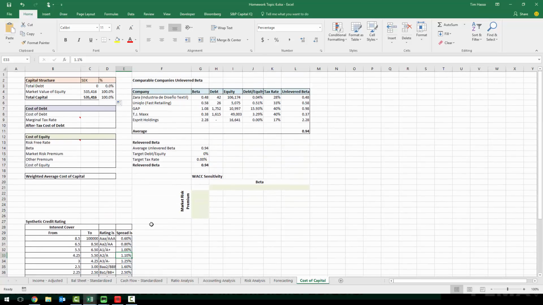Now in H&M's case, again, our spread will be 0.6. So the second piece of information that we need is the risk-free rate. The risk-free rate for your company will usually be the risk-free rate of the country where they have their headquarters. There might be some exceptions to this rule, but for all intents and purposes, if we're valuing a Swedish company, we usually look at the risk-free rate of a Swedish government bond.